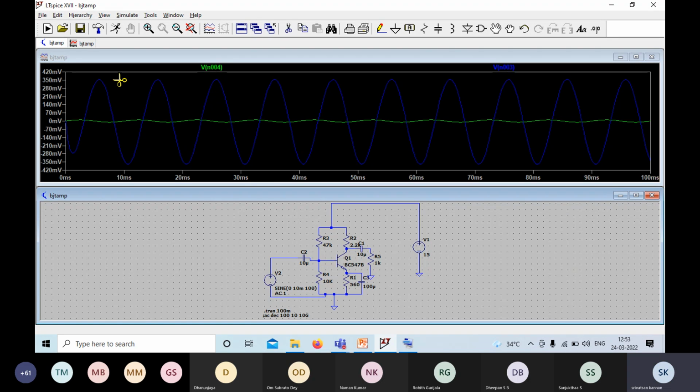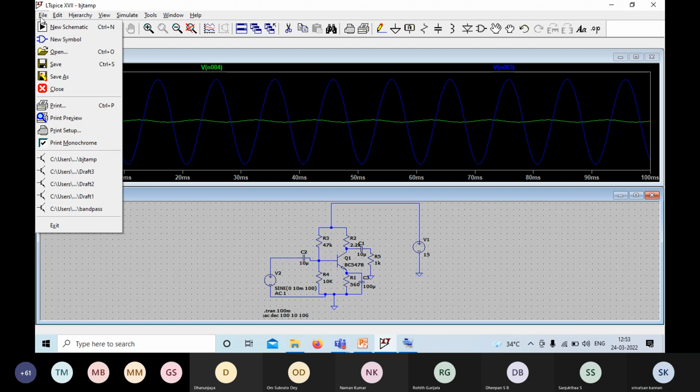So anyway, I don't want to ask any questions. Next, we will do the circuit. The next application of a transistor is the switch, right? Shall we do the switch operation?